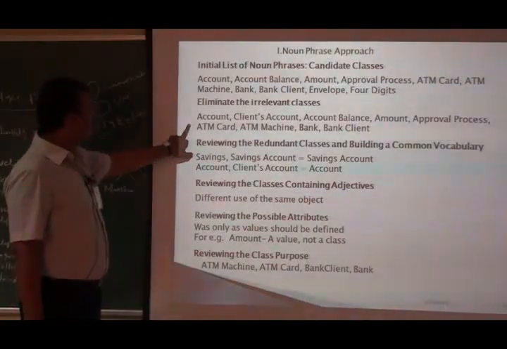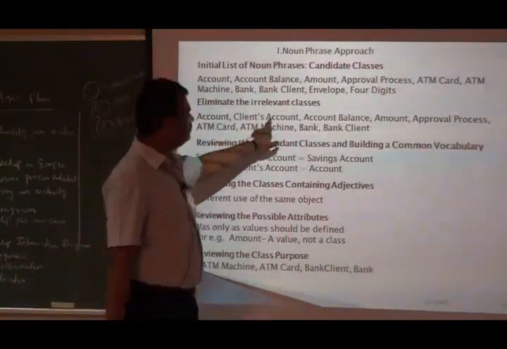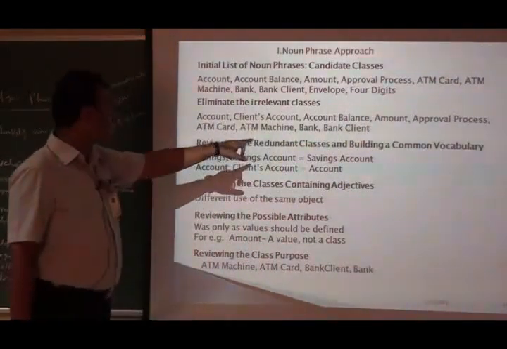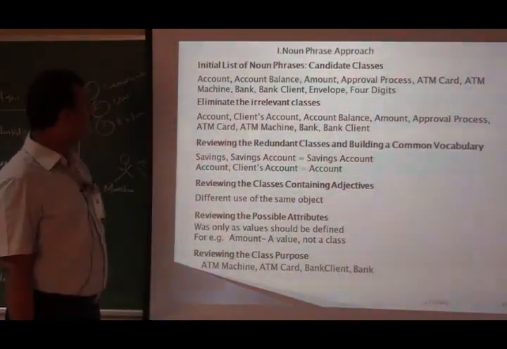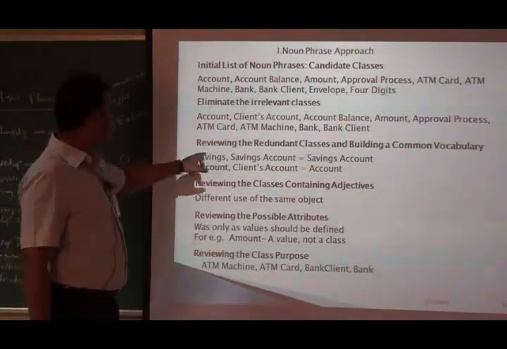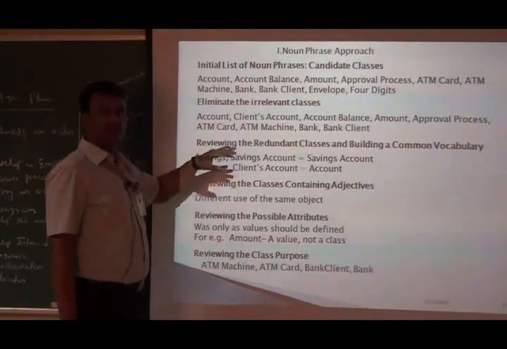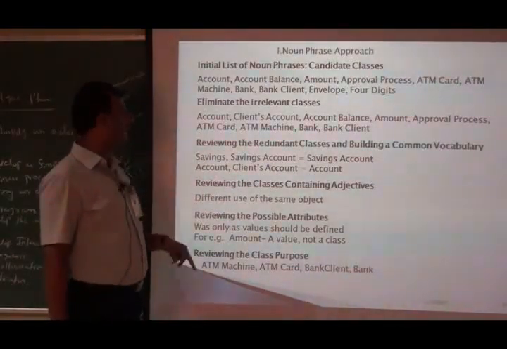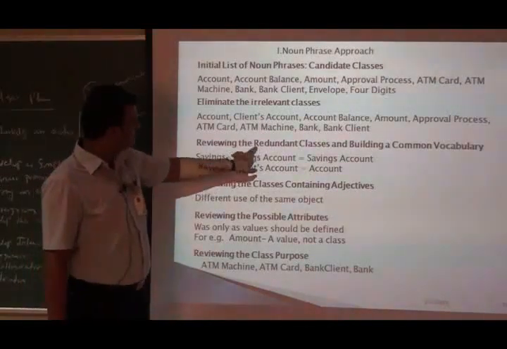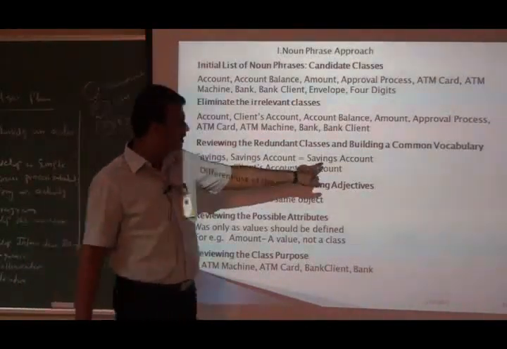So, what is the final list of classes? Account, client's account balance, amount, approval process, ATM card, ATM machine, bank client. Then we are going to review the redundant classes. How are we going to review the redundant classes? We are going to build a common vocabulary. For example, saving and savings account have the same meaning. They are combinedly known as the saving account.